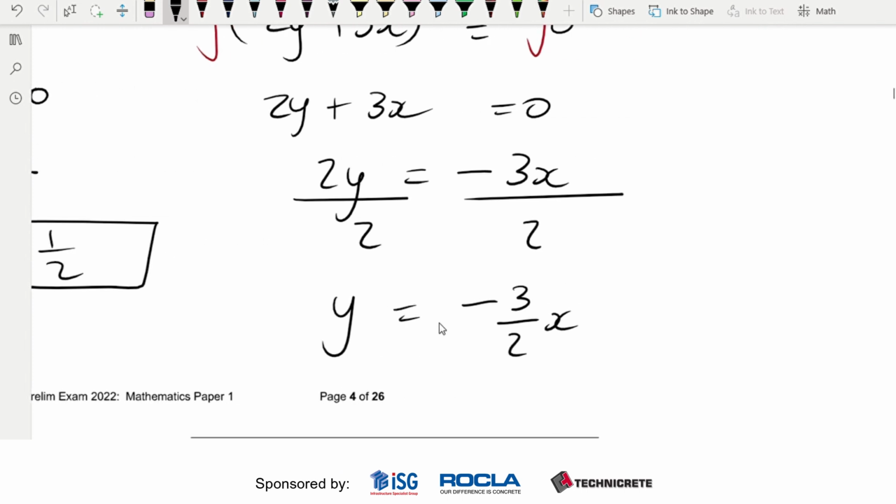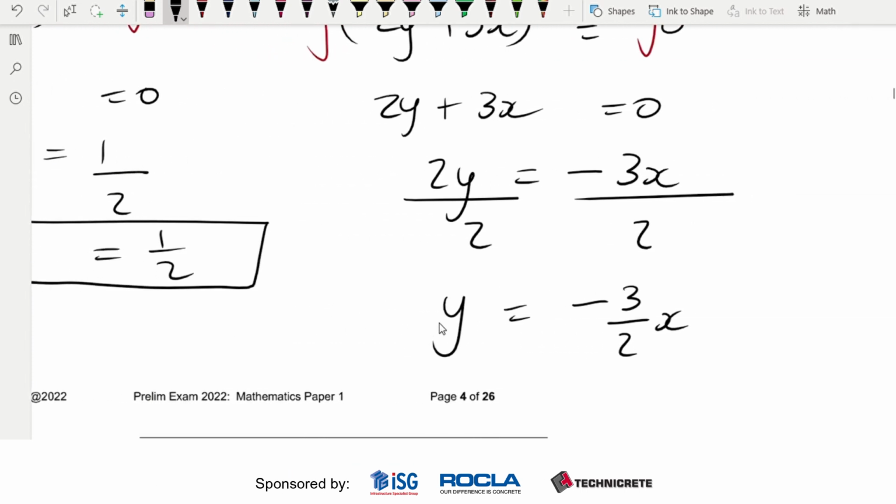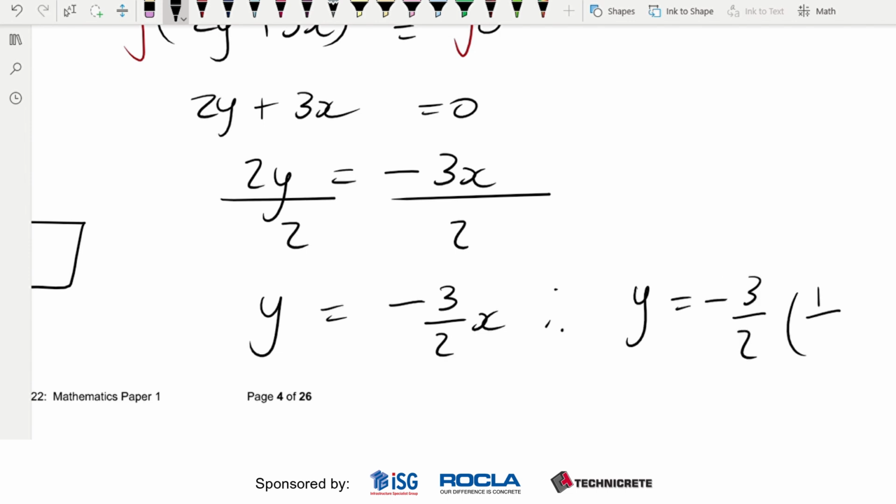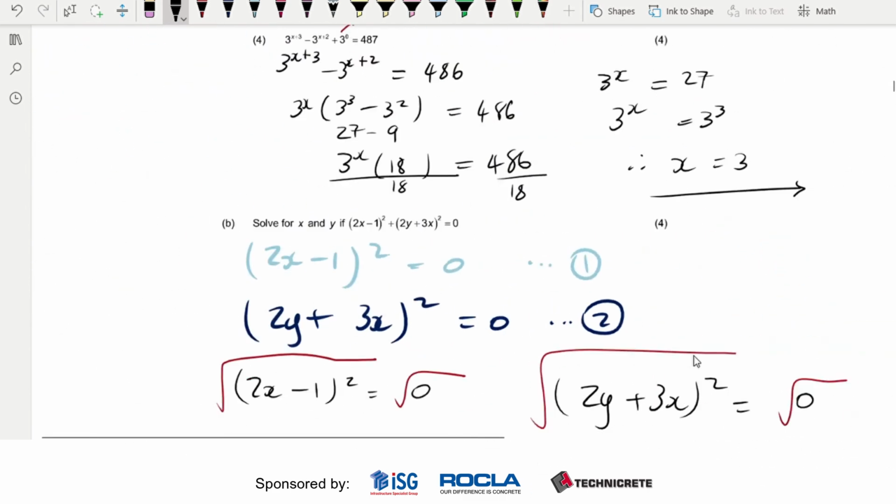Now remember, we already know that x is equal to a half. Therefore, y is equal to negative 3 over 2 times 1 over 2. Negative 3 times 1 is negative 3. 2 times 2 is 4. So y is equal to negative 3 over 4, and x is equal to a half.